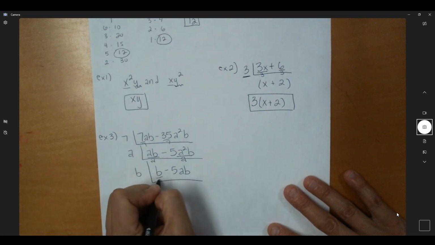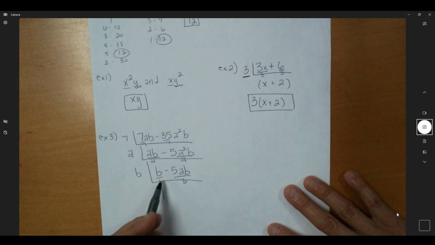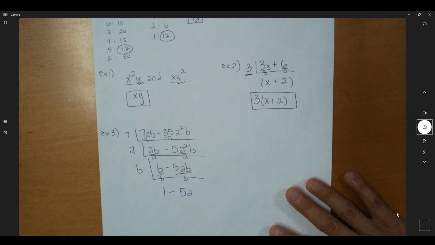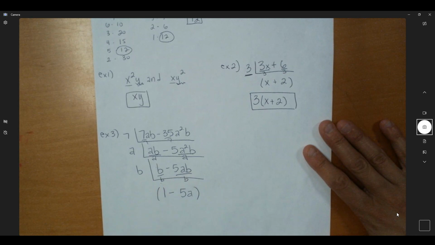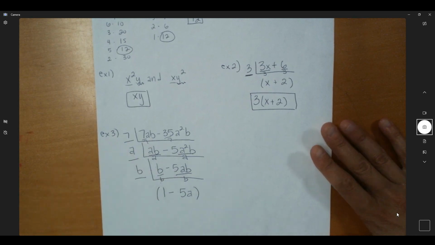Since we divide by b, this is going to just be 1. At this point, I do need to write 1 because there's nothing left over to put down. So 1 minus 5, those b's go away, so it's just 5a. Okay, I can't take anything else out, so this is what's going to be my parentheses, and this is what's going to be outside of my parentheses.